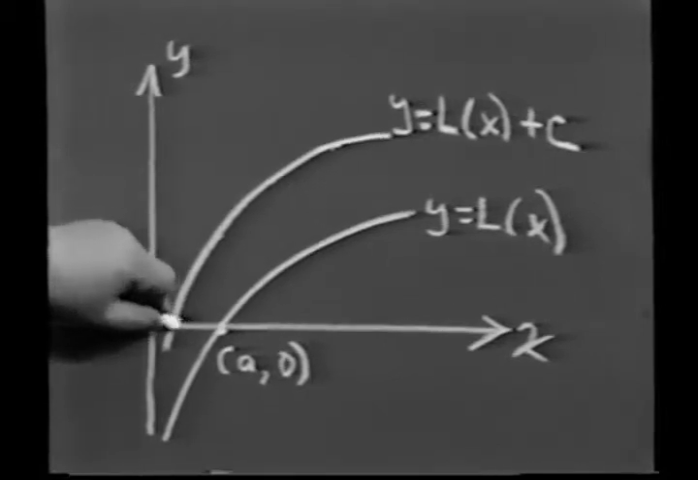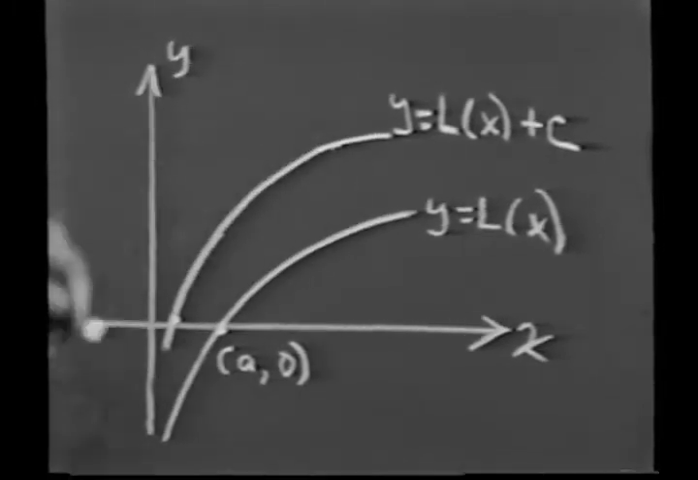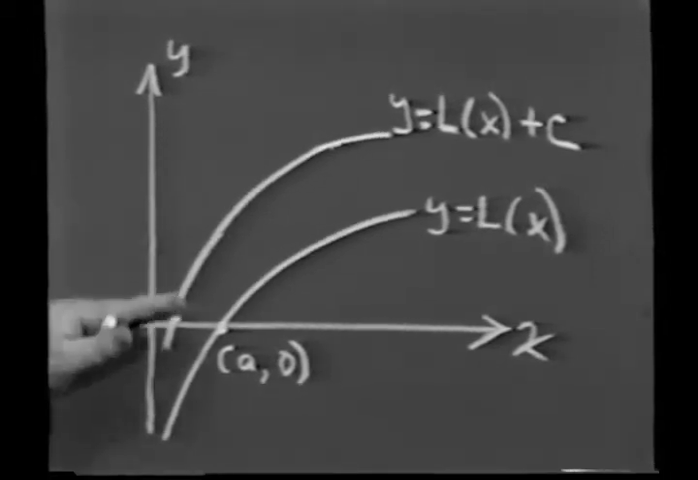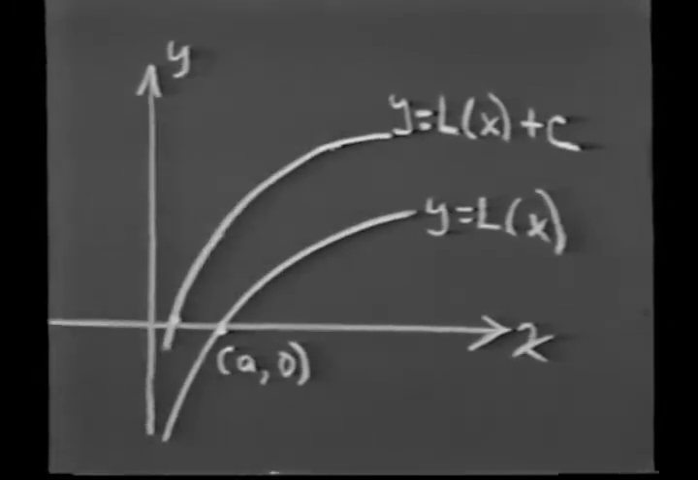All that changes is what? The point at which the curve crosses the x-axis. But whichever member of the family we pick, what typifies L of x? Its derivative is 1 over x. In other words, somehow or other, we visualize that L of x exists, and its graph is something like this.